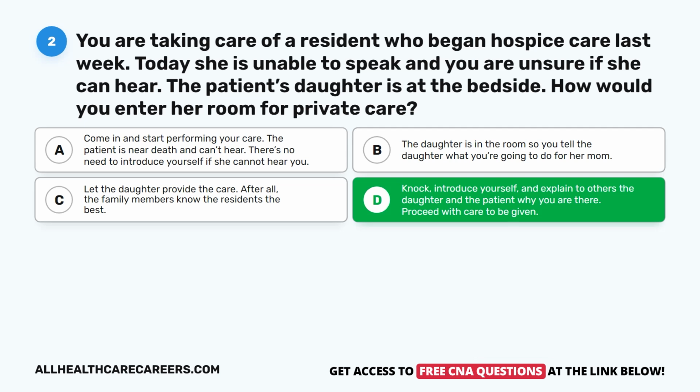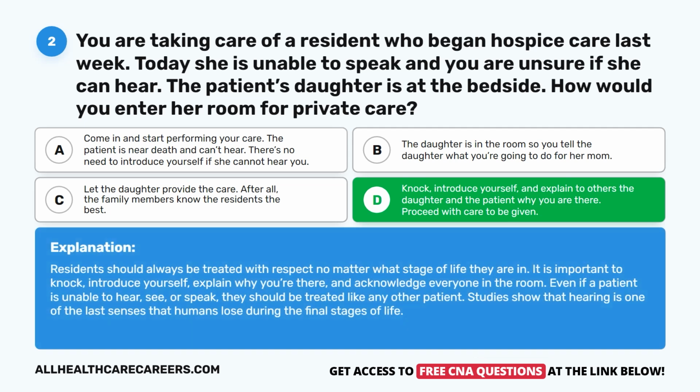The correct answer is D. Knock, introduce yourself, and explain to others, the daughter and the patient, why you are there. Proceed with care to be given. Residents should always be treated with respect no matter what stage of life they are in. It is important to knock, introduce yourself, explain why you're there, and acknowledge everyone in the room. Even if a patient is unable to hear, see, or speak, they should be treated like any other patient. Studies show that hearing is one of the last senses that humans lose during the final stages of life.